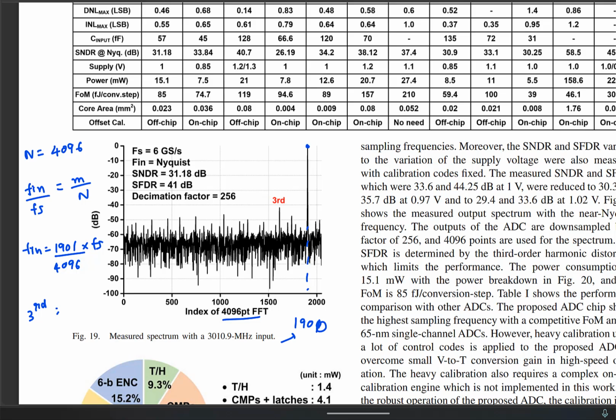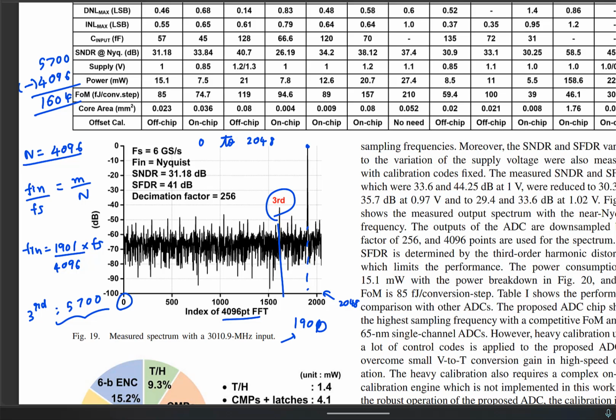1900 times 3, what is that? 5700. So of course, will this be within the range or not? N is 4096, so the maximum I can have is 0 to half, 2048. This is 2048. So where will this alias to? This is basically minus 4096. What do you get? Roughly you get here, 1600 or so. I'm just subtracting these.